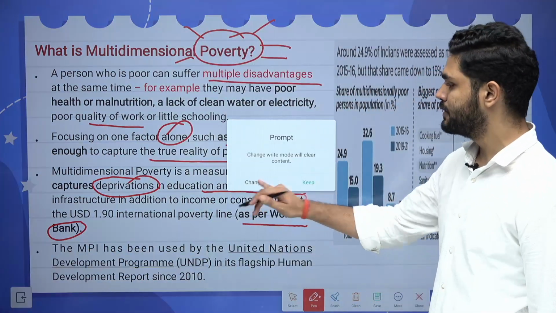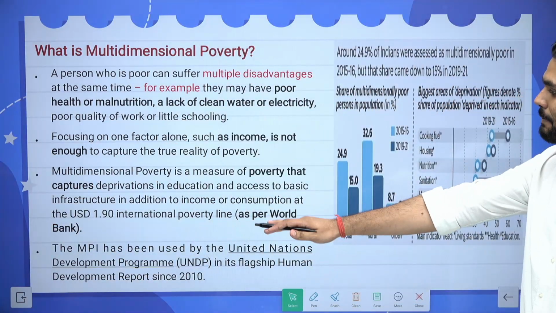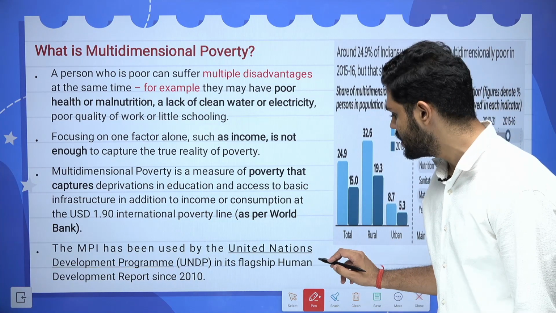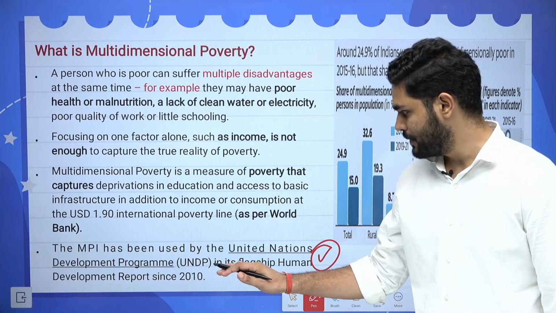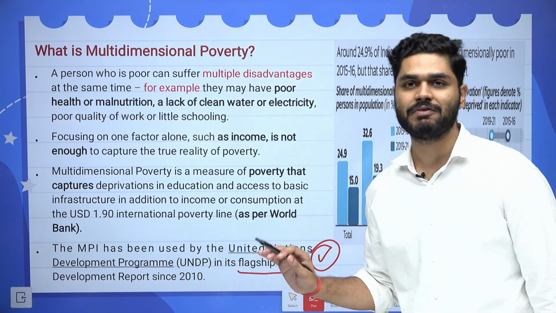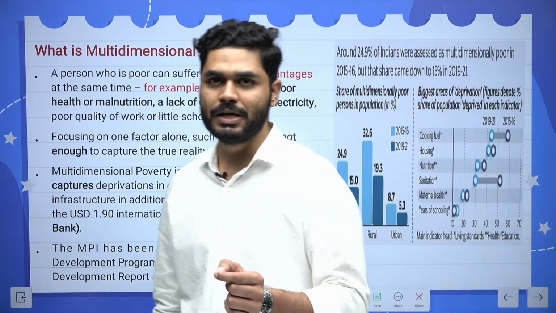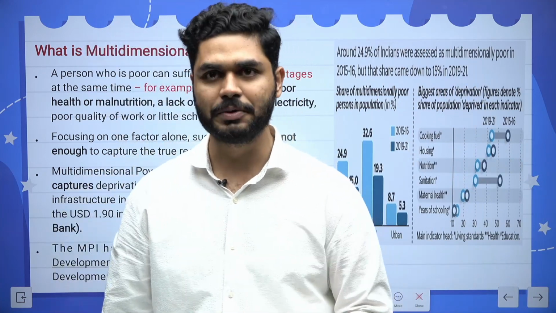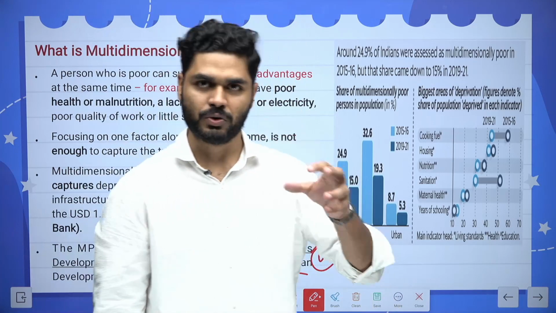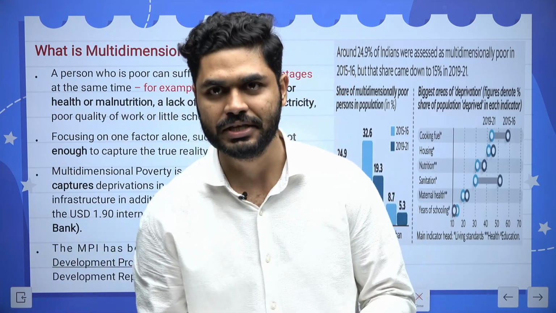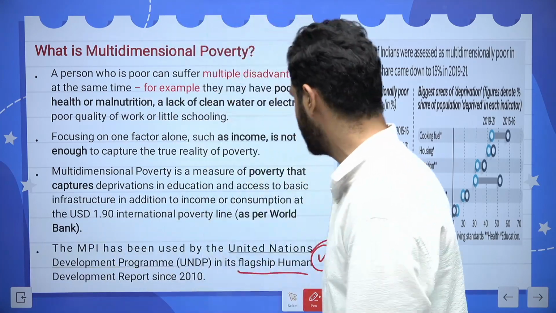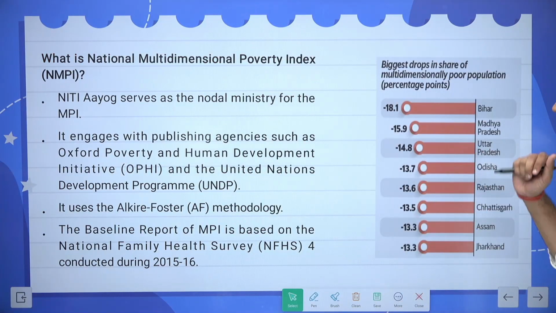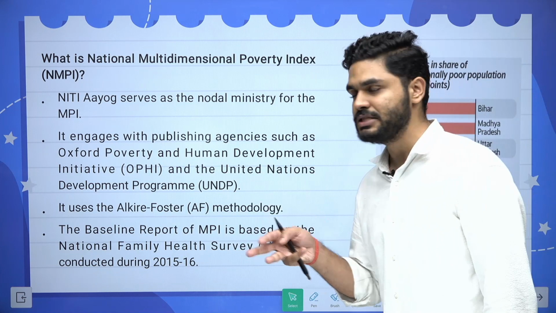Now let's move forward. The MPI, the multidimensional index, has been used by the United Nations Development Program in the flagship Human Development Report. So this Human Development Report has been published by UNDP, United Nations Development Program, and this particular report is based on three things: health, education, and the standard of living. Similarly, to count the MPI, this also depends on these three things.